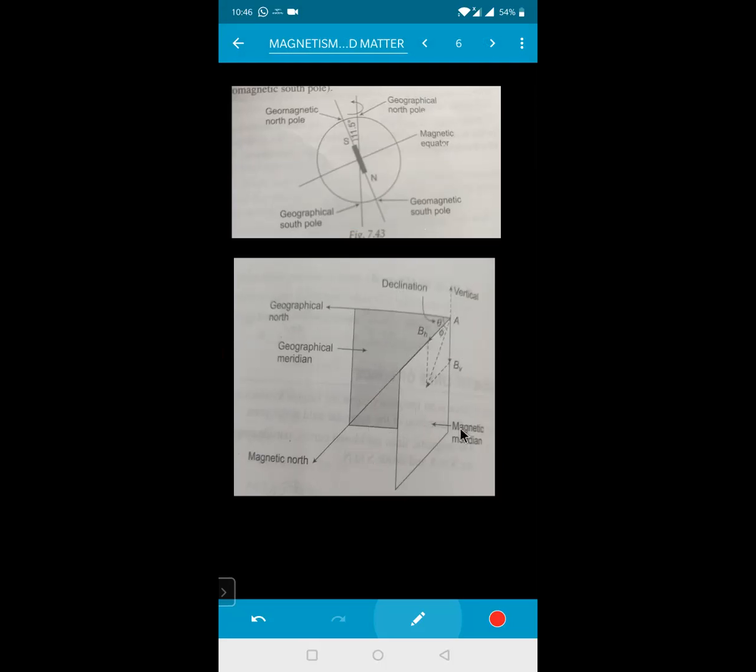Now see, this is the magnetic meridian, so the magnetic axis lies in this plane, right? The magnetic axis is in this plane, not in this one. So if I take the vertical plane and keep a magnetic needle somewhere here, it comes to a certain equilibrium, making an angle within the magnetic meridian. So the horizontal component of this one is BH, and the vertical component of this one is BV.